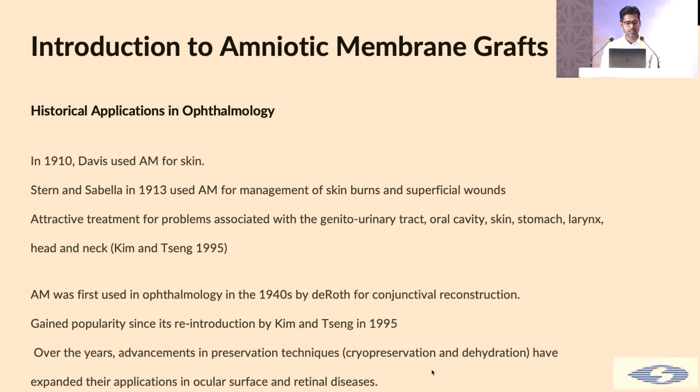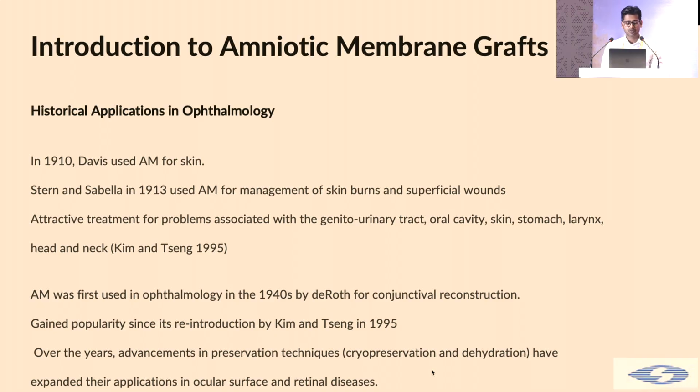Going back to the history, in 1910, Davis used amniotic membrane for skin for the first time because of its tensile strength and its inert nature. After that, Stern and Sabella in 1913 used amniotic membrane for the management of skin burns and superficial wounds, basically on its anti-inflammatory properties. After that, it became an attractive choice for treatments of the genitourinary tract, oral cavities, skin, stomach, larynx, and head and neck cancers.